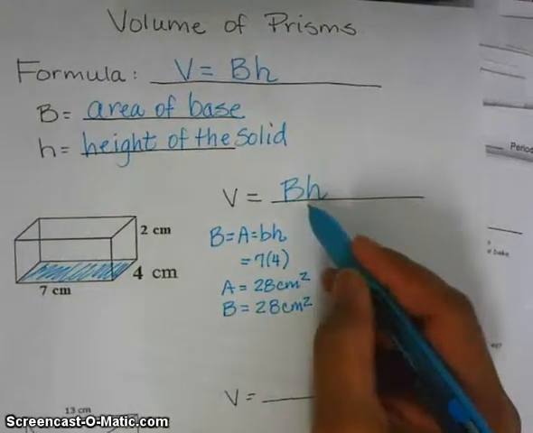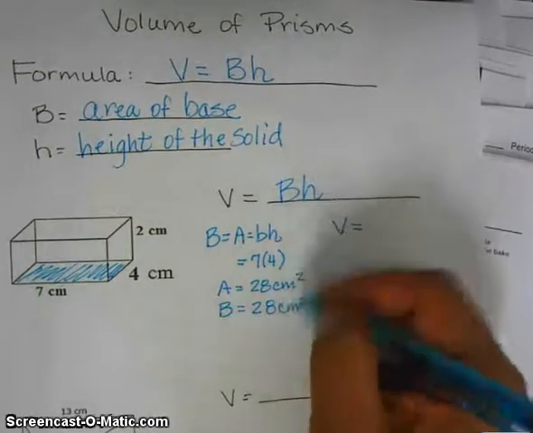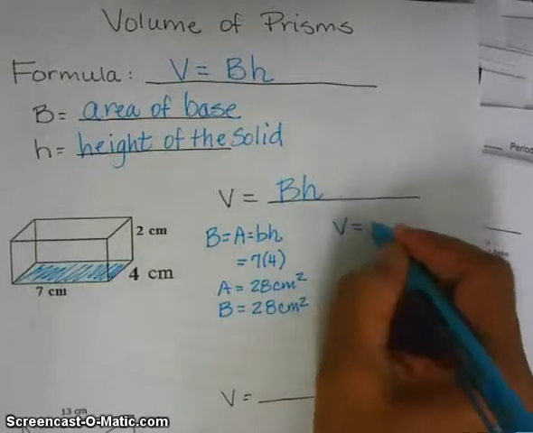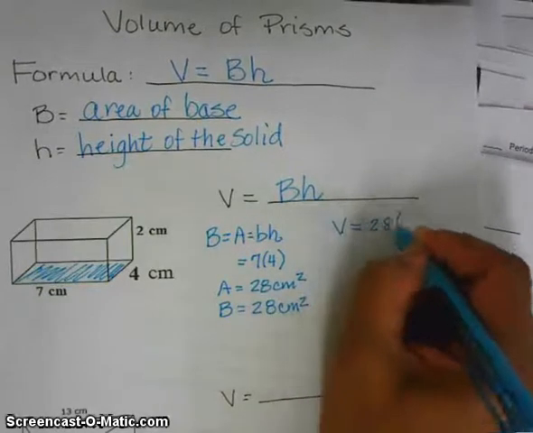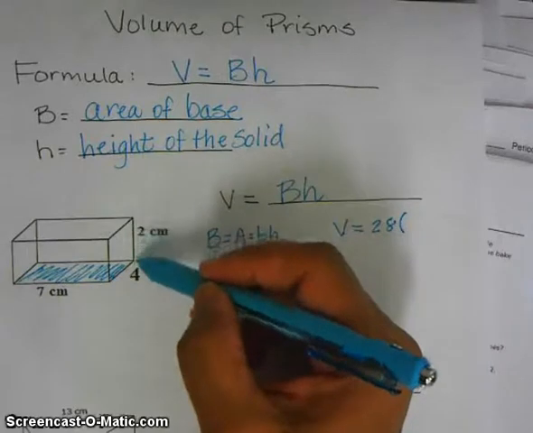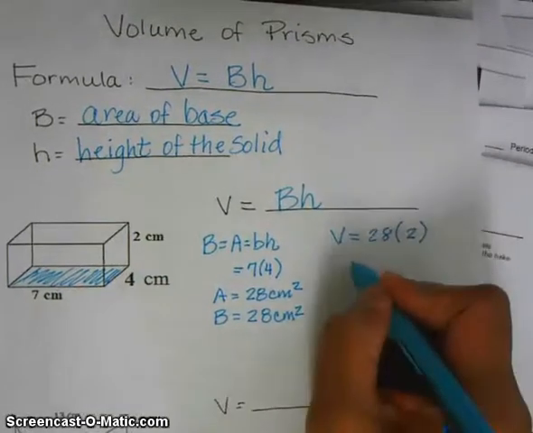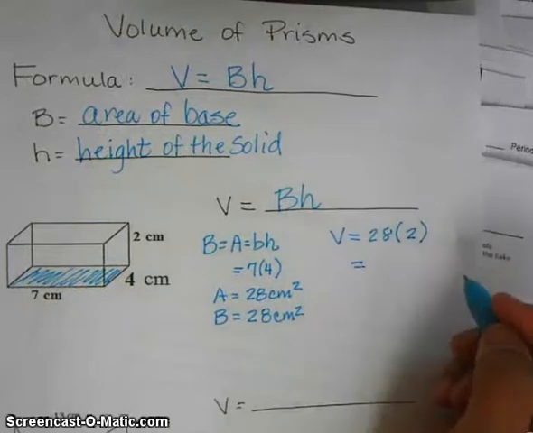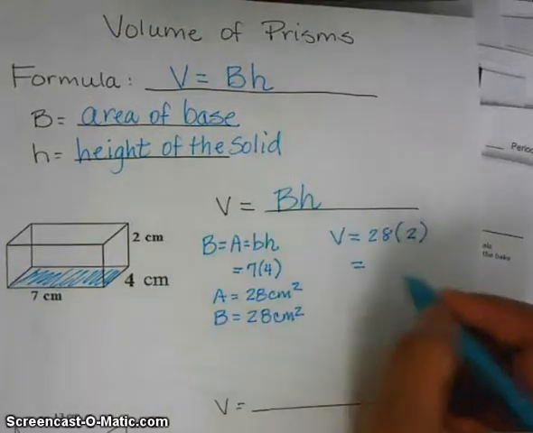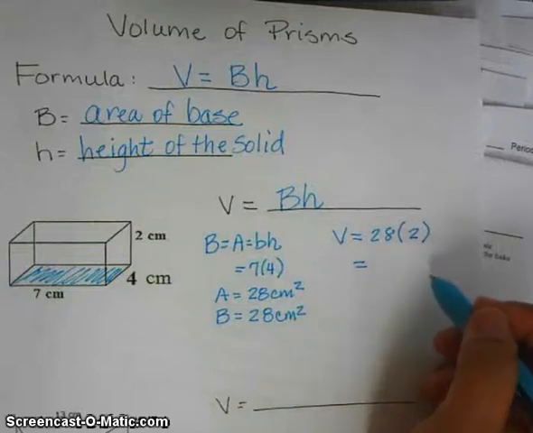Now I'm ready to go work the volume formula. So my volume is capital B. My capital B is 28. The height of the solid, how tall it is between the bases, that is 2 centimeters. I'm going to multiply these two together to get the volume of the rectangular prism. So pause the video and do the math and come back and check your math.